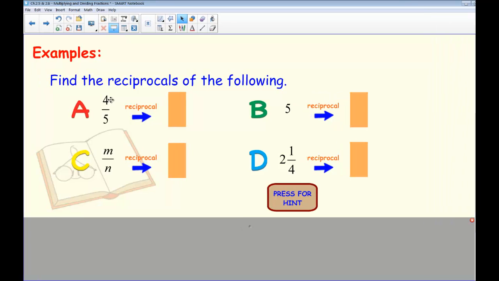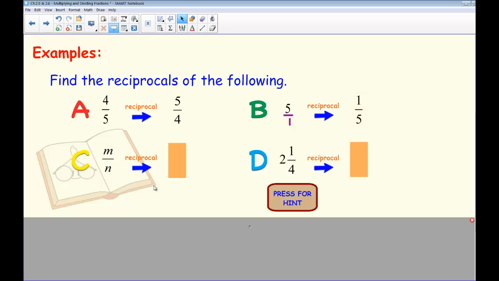So in question A, I have 4/5. Its reciprocal, if we switch the numerator and the denominator, would simply be 5/4. In question B, we have the number 5. So remember that 5 is really 5/1. So therefore, when we find the reciprocal, when we flip the numerator and the denominator, its reciprocal would be 1/5.